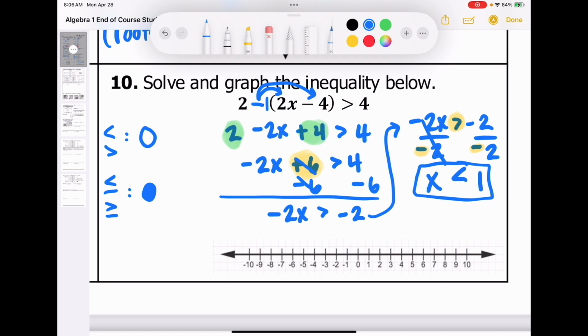Okay, so remember, if it is less than or greater than, it's an open circle, but if it's less than or equal to or greater than or equal to, it's a closed circle. So this is just less than, so I'm going to have an open circle on 1, and then since it's less than, I'm going to shade to the left.